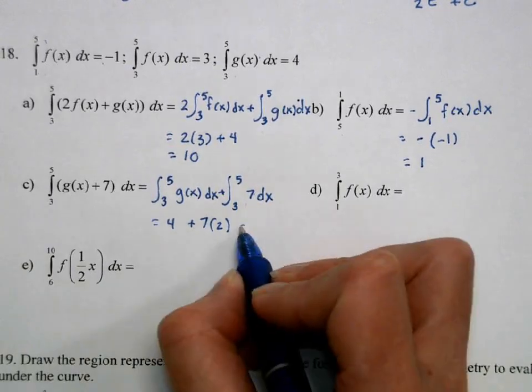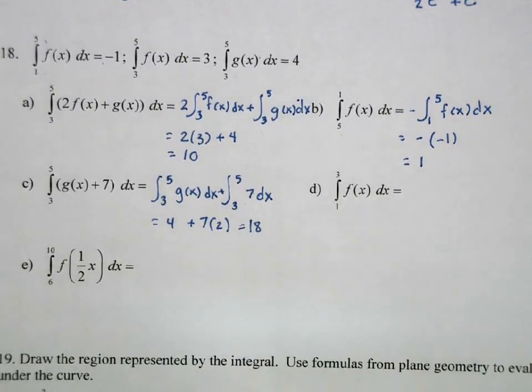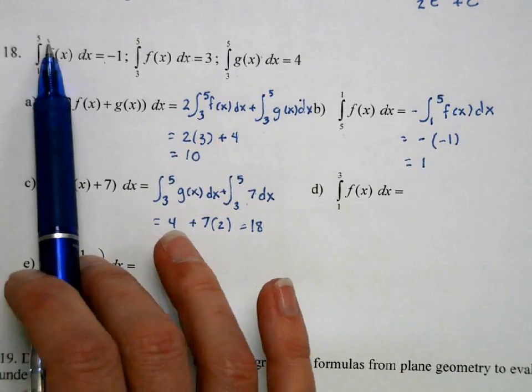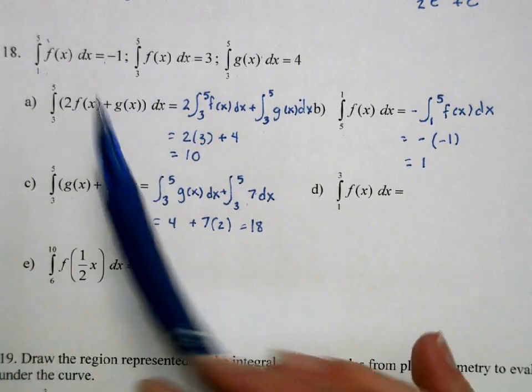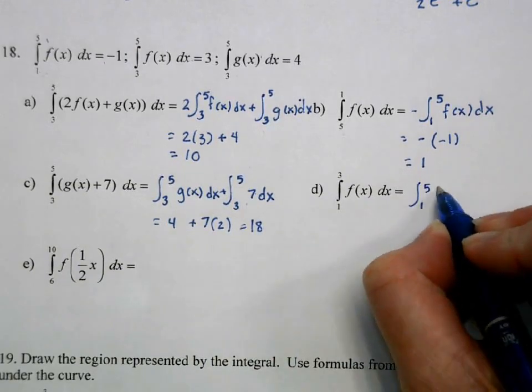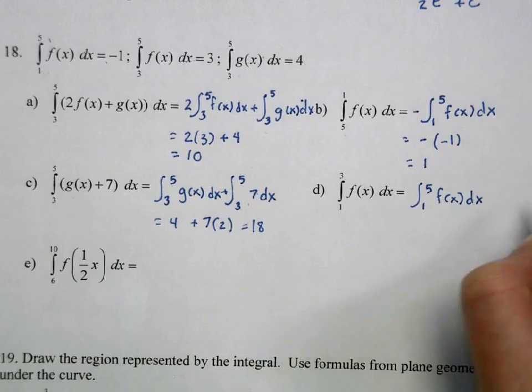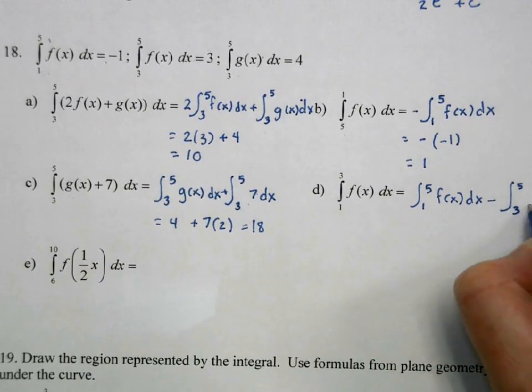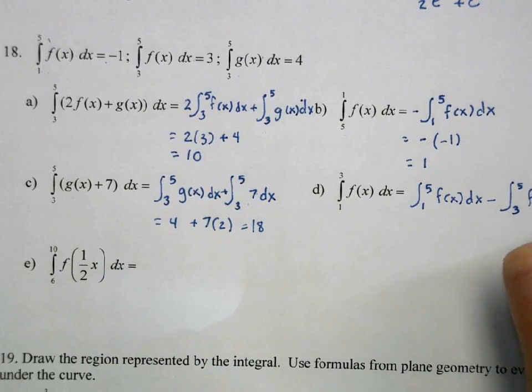1 to 3 of f of x. Well, I have the integral from 1 to 5, and I have the integral from 3 to 5. So what I can do is take the integral from 1 to 5 of f of x and subtract the integral from 3 to 5. What that's going to leave me with is the integral from 1 to 3, which is what I'm after here.